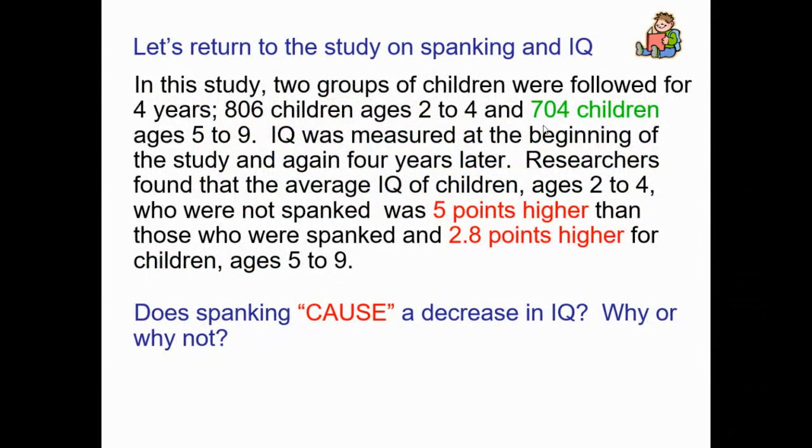So let's go back to our IQ example. I'm going to give you all about a minute or two to write on the next page. This question is at the top of the next page. I want y'all to answer the question: does spanking cause a decrease in IQ? Why or why not? Pick a side and then write maybe one or two reasons why or why not. We're referencing that example, but the question itself is on the next page.